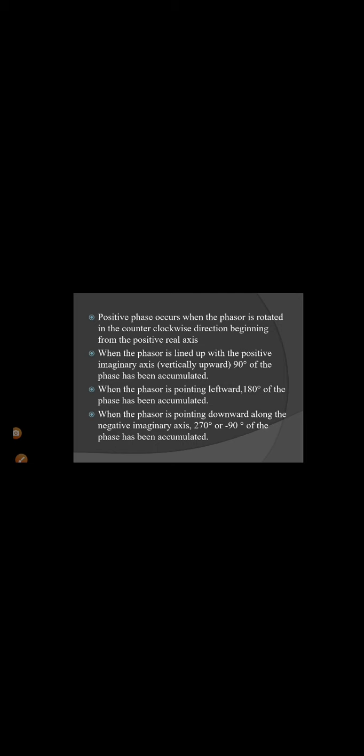When the phasor is pointing downward along the negative imaginary axis, minus 90 degrees or 270 degrees of the phasor has been accumulated. So here plus 90 degrees accumulated, which is on the imaginary axis in positive sign, is the inductance, and minus 90 degrees, which is the imaginary and the negative sign, is related to the capacitor.